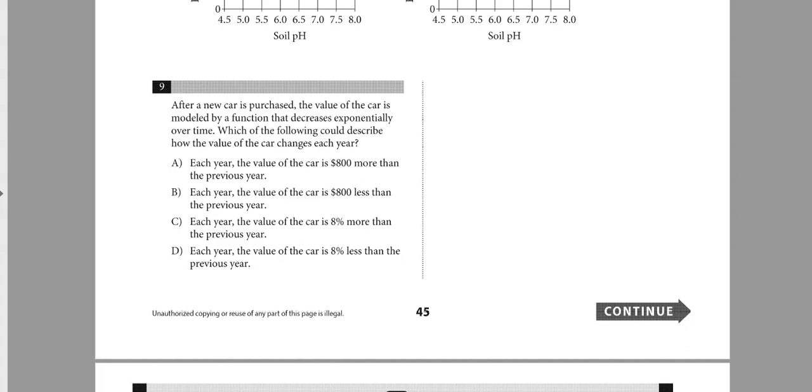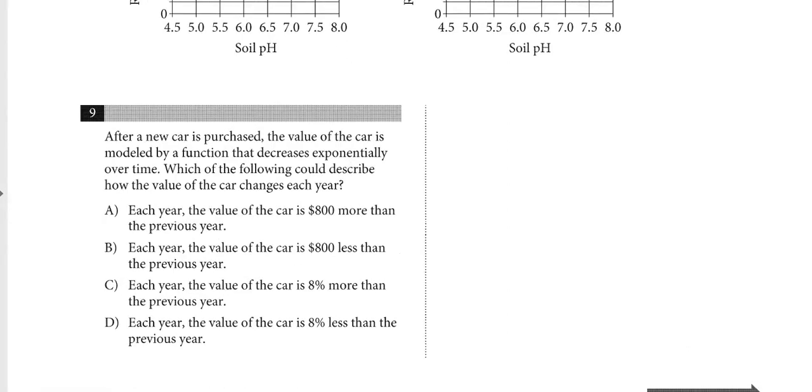Let's go to number 9, blow this up a little bit bigger. So after a new car is purchased, the value of the car is modeled by a function that decreases exponentially. All right, so we need to know what that means. That does not mean we're decreasing linear. That would be by a constant amount, dropping by the same amount every year. Decrease exponentially means we drop really fast and then we start slowing off. All right, so we're looking for something like that.